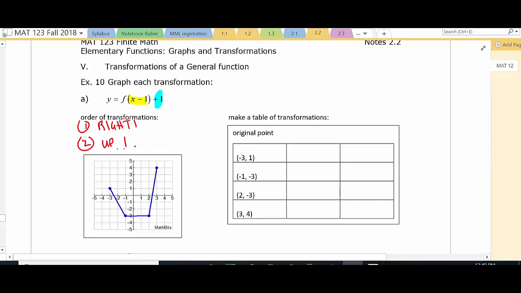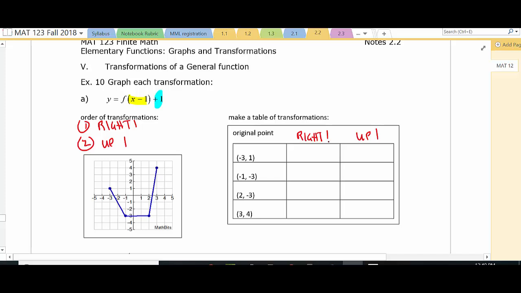Okay. So what we're going to do is take this generic graph. These are the points, okay? Like the first point is negative 3, 1. This point here is negative 1, negative 3. This is 2, negative 3, and so forth. So I just wrote down those points. That's good enough. So what we're going to do is right 1, and then we're going to do up 1. Now we're just going to keep track of this in a table, okay?